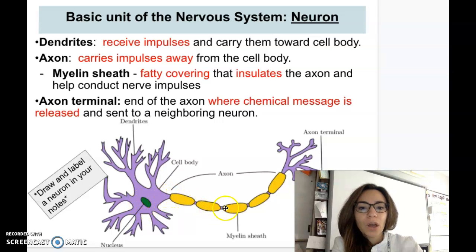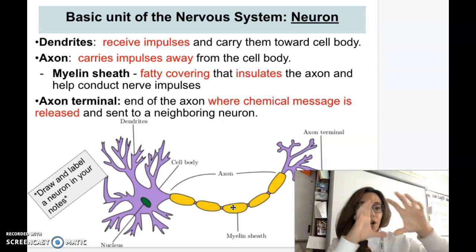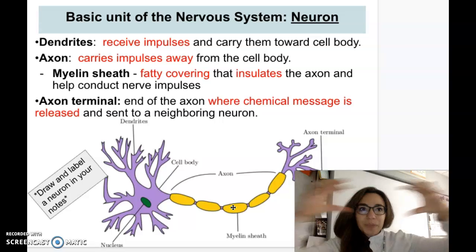And then we've got this long piece. The long piece is called the axon. That's how the nerve impulse travels and gets carried away from the cell body. And it's covered by these orange globules here, which is called a myelin sheath. It's just like a fatty covering that insulates the axon, helps to better conduct a nerve impulse, just like how the phone wires on the street are covered with like a rubber coating, right?